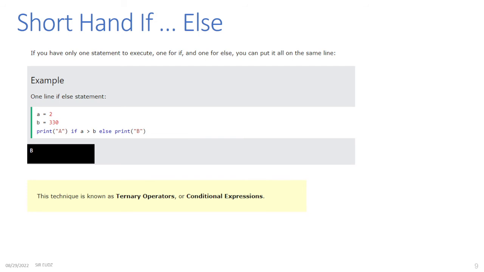Shorthand if else. So a equals 2, b equals 330. Print a if a is greater than b, else print b. So it says here that if a is greater than b, we print a. Otherwise, we print b. So this is a shorthand if else statement. So in this case, is a greater than b? No. So it will print b. That's why b here is printed. So this technique is also known as ternary operators or conditional expressions.